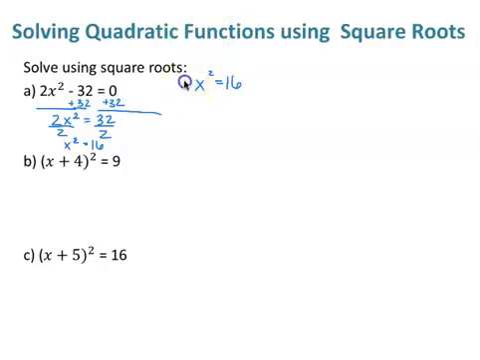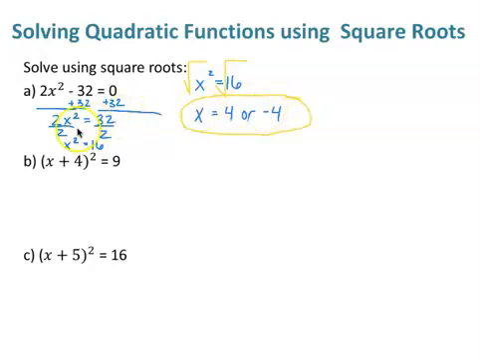Now I can go ahead and do the square root of both sides. Square root of x squared is just x. Square root of 16 is 4 or negative 4. Remember, I'm always going to have both my positive and negative version.